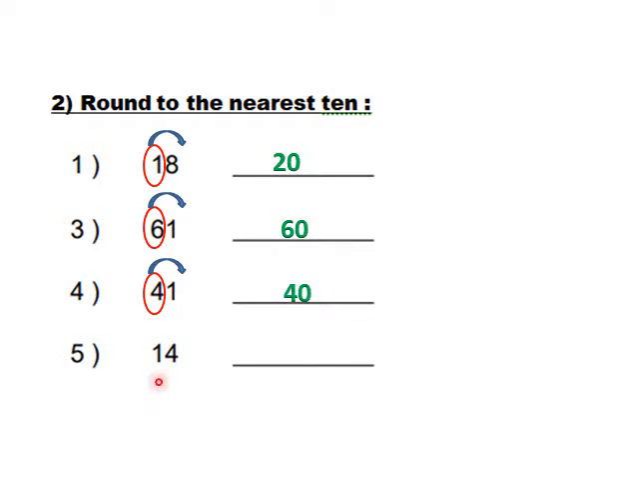Super. 14. I will circle 1 because this is the number in the tens place. And then I will look at the number to the right side. 4 is a weak number or a strong number? It's a weak number. So the 1 stays as it is. And I have one number to the right side. So I will put 1 0 to the right side. So 14 rounded to the nearest 10 is 10.